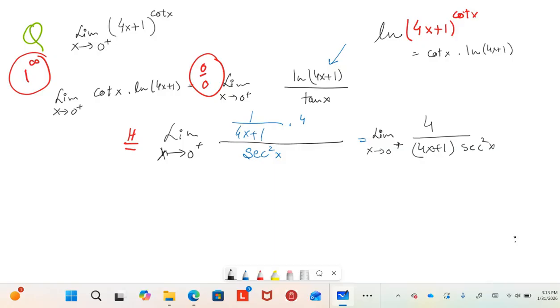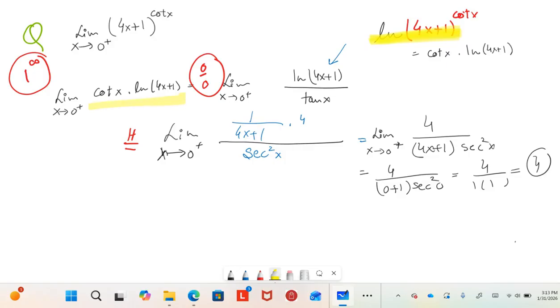Now if I try to plug in 0, 4 by 0 plus 1, secant square 0. So 4 by 1 times secant square 0, which is 1. That should be just 4. Okay, so we did find that limit. But what limit did we find? We found the limit of this function, which is simplified as this.